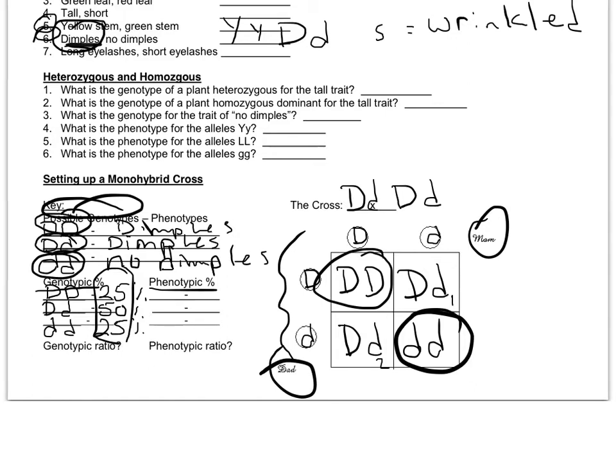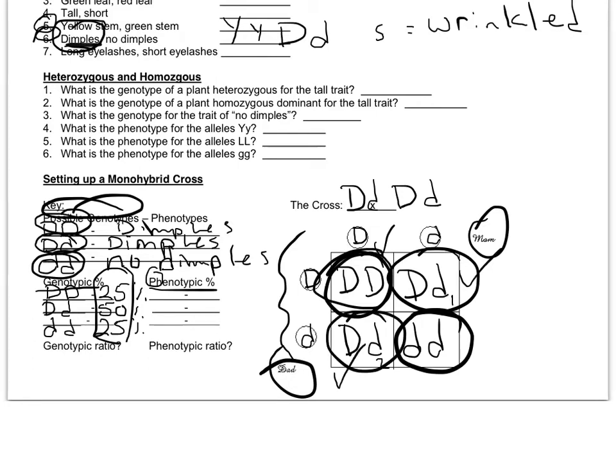Okay. Now for phenotypic ratio, or percentage I should say, all we're going to do is count how many of the individuals have dimples and how many don't. Remember, for phenotype, the PH stands for physical. Think of physical characteristics. It's what you can see. Okay, so we can see dimples. We're going to say, capital D capital D, does that individual have dimples? Yes, that's 1. Capital D lowercase d, does that individual have dimples? Yes, that's 2.